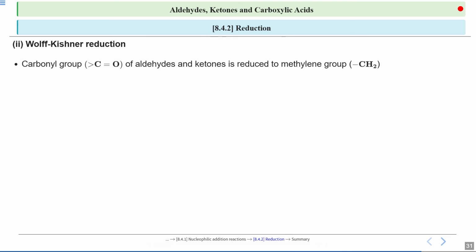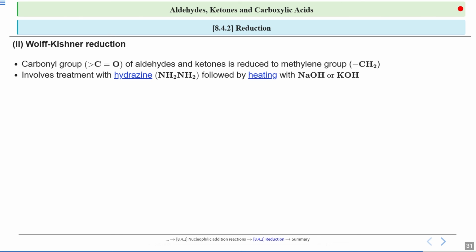In Wolff-Kishner reduction, the carbonyl group of aldehydes and ketones is reduced to a methylene group. Same as before, you're transforming a double bonded oxygen into a pair of hydrogen atoms. Earlier, we used zinc amalgam, ZnHg, and HCl. Here we are using hydrazine. This involves treating the compound with hydrazine, which is NH2NH2.